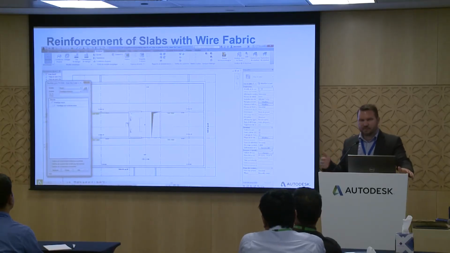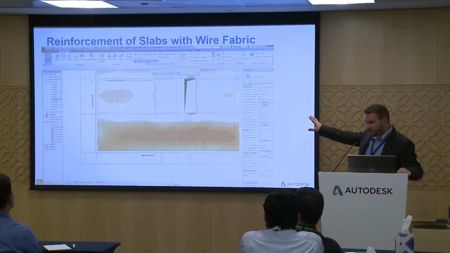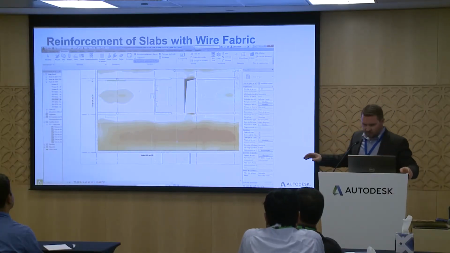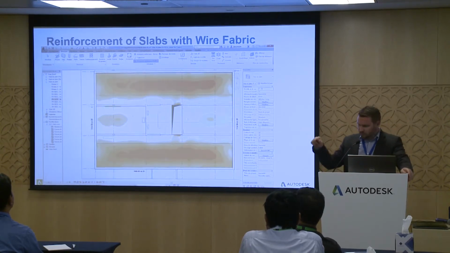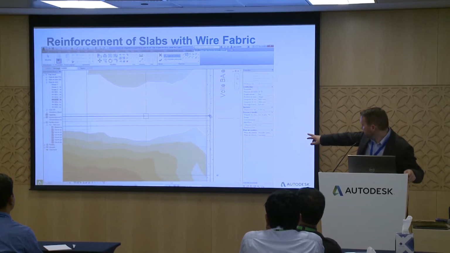Of course, if the slab is too easy, maybe you don't need it. Okay. And here you can display, and once you have displayed, you will choose your area. So here you select the slab you want, or the wall you want to put reinforcement in. And here you have the wire fabric.